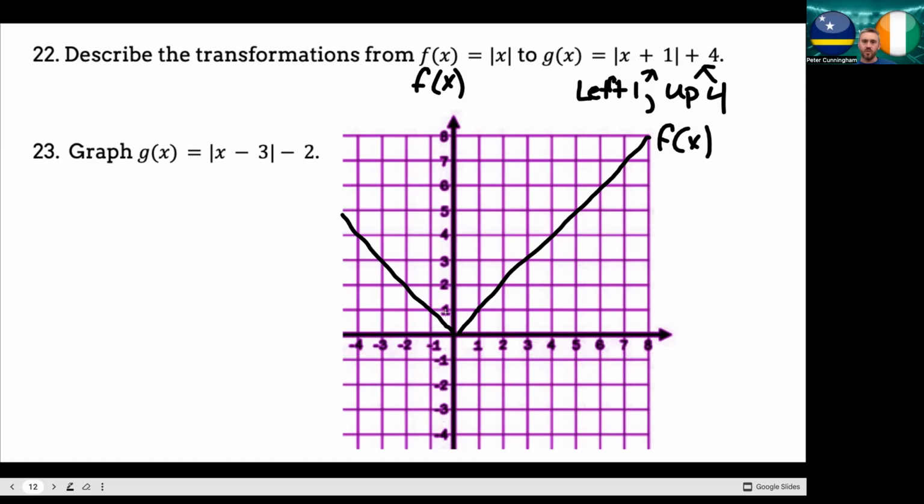If I went left 1 and up 4, I would have a line that goes like this. All right, so that's for number 22. That's what this would look like. That +1 moves me the opposite along the x-axis, and then the up 4 moves exactly what you think is going to happen for the y-axis.